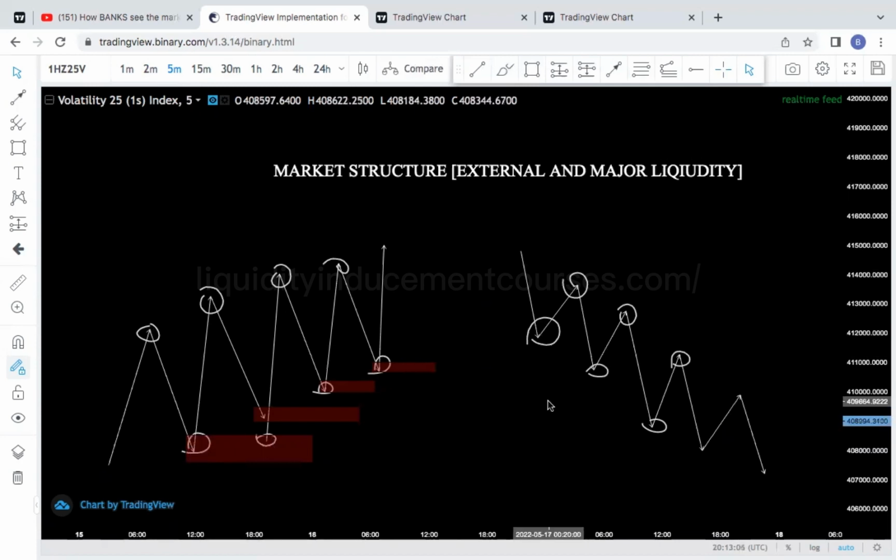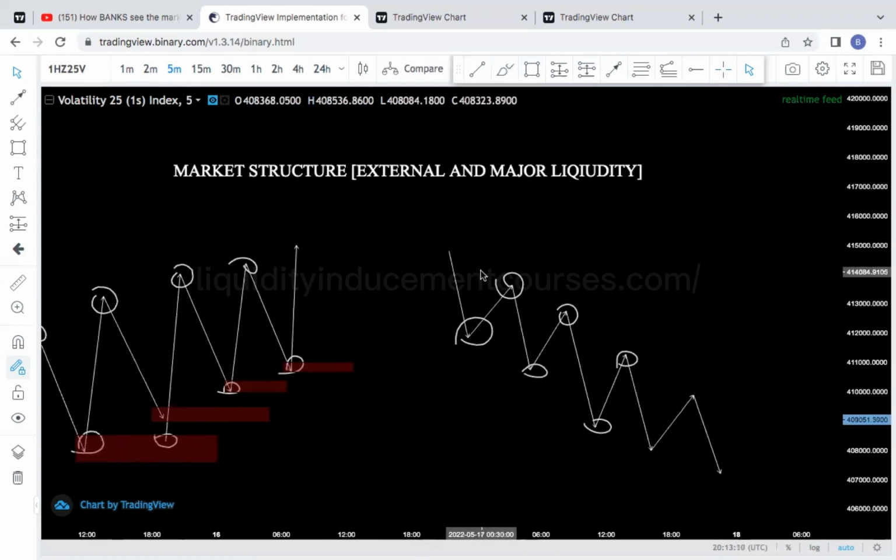Now the same thing applies to your downtrending patterns. On your downtrends, we have lower highs and lower lows, or strong highs and weak lows. Your strong highs are your major liquidity, while your weak lows are your external or expected liquidity. Why? Because price is supposed to run through them.